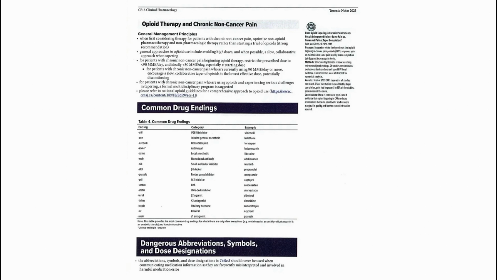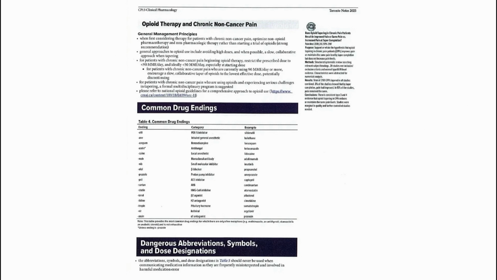Examples commonly include writing U instead of unit, using IU instead of international units, trailing zeros such as 5.0 milligram, missing leading zeros such as 0.5 milligrams, and misinterpreted abbreviations for daily or every other day. Using standardized medication terminology improves communication and significantly enhances patient safety.